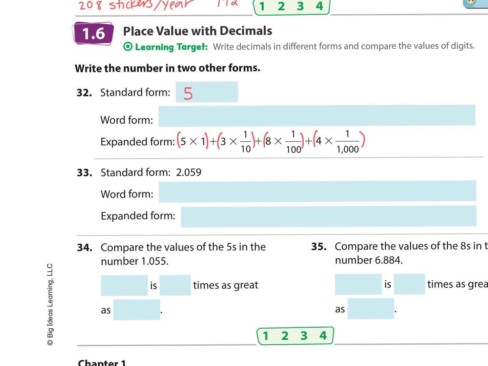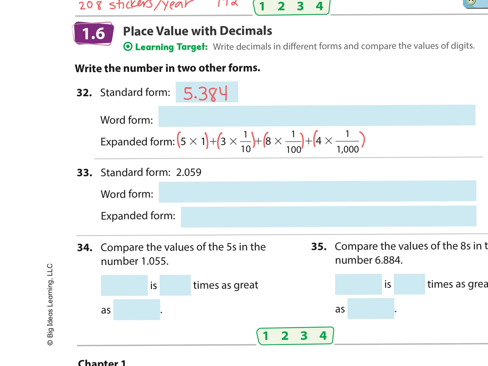That's my ones digit. Then notice I have numbers that are less than 1, so I have to put my decimal. And how many tenths do I have? I have 3 tenths. So I put 3. How many hundredths do I have? 8. How many thousandths? Okay, this is my standard form.